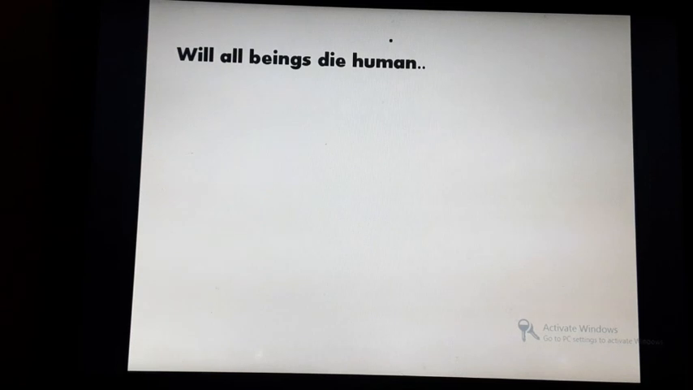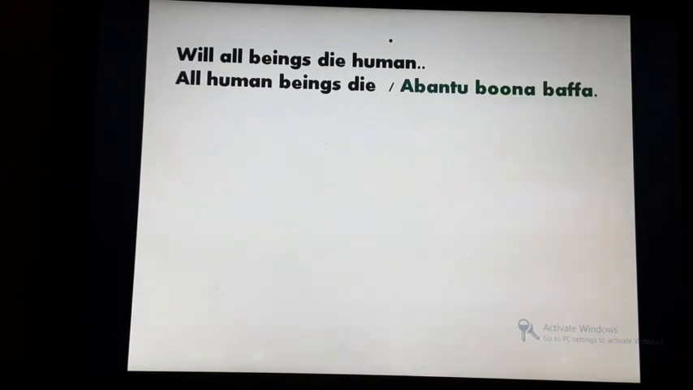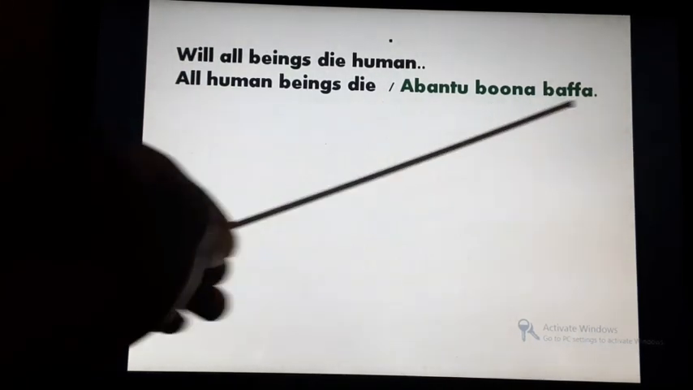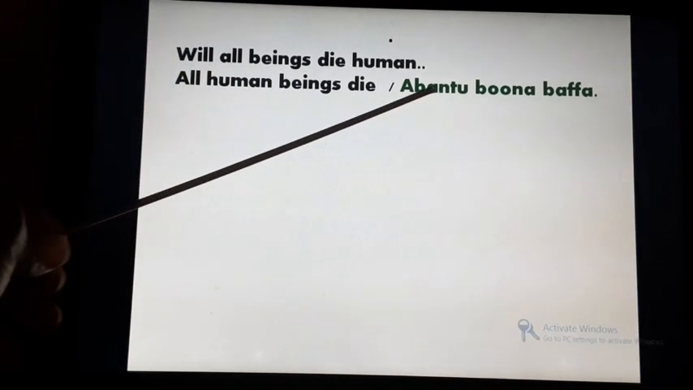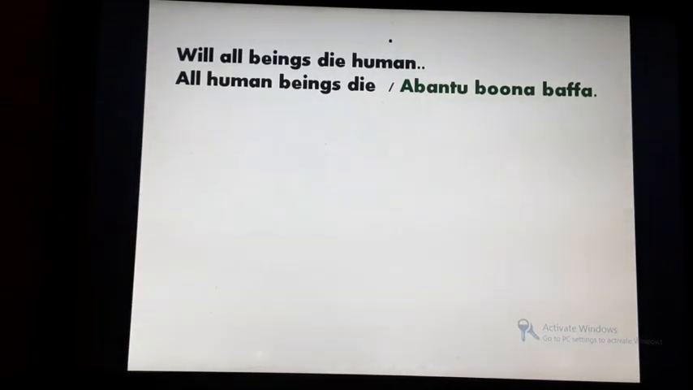Okay, let's proceed. Will all beings die human? Once again, will all beings die human? What is the answer if you correct that sentence? All human beings die. Perfect. In Luganda this is abantu bonna bafa. Dying is okufa.